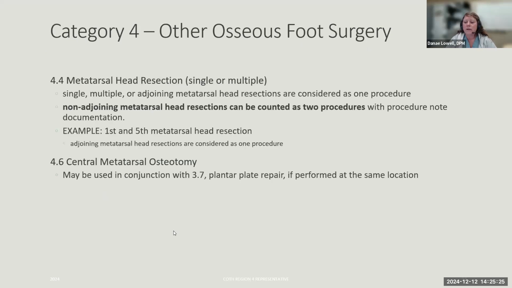When choosing subcategory 4.4 for met head resection, keep in mind that if you are working on adjoining metatarsals, they are considered one procedure. However, if you are working on non-adjoining metatarsals, they can be counted individually. If you perform a Weil osteotomy and log it under 4.6, you can also log, if performed, a plantar plate repair under 3.7.